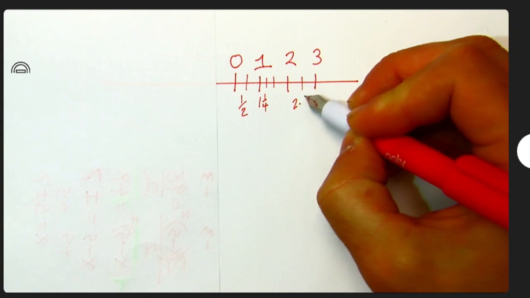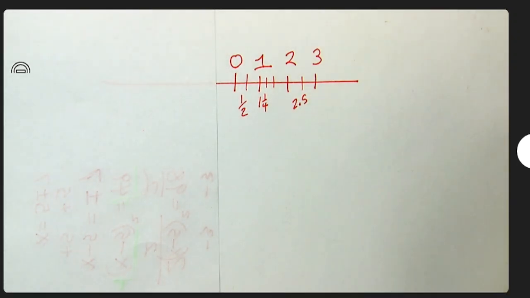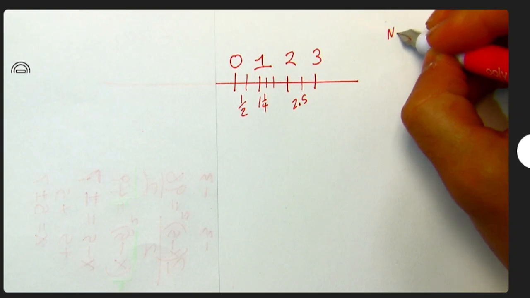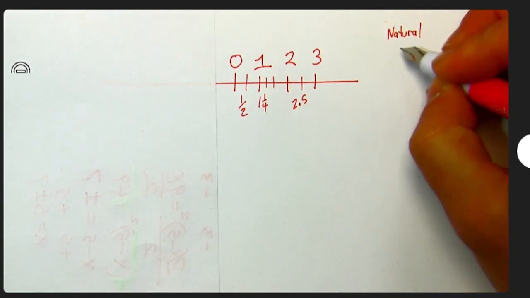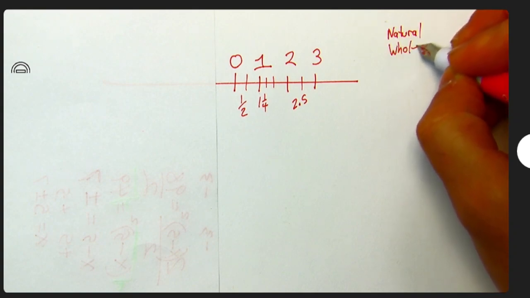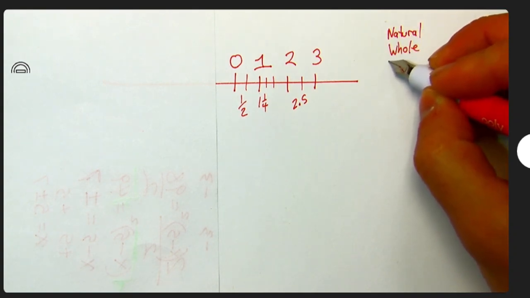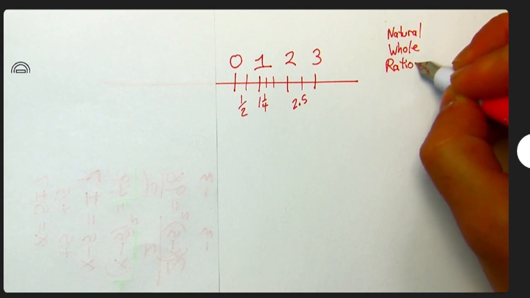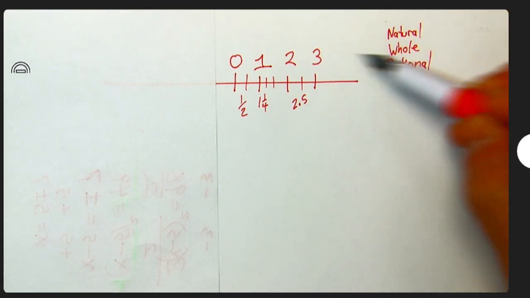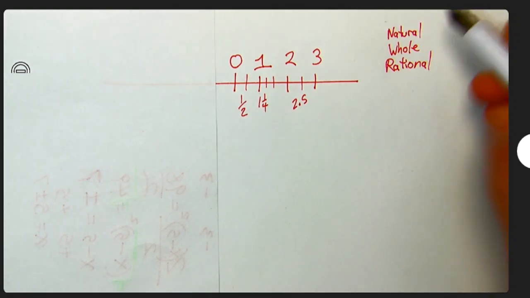2.5 is a rational number. It can be represented as a fraction. So let's keep a list here. We have natural numbers. Then we have whole numbers that include 0, and who cares what the difference is. Then we have rational numbers. Those are fractions, anything that can be a ratio, including 3. 3 is technically a type of rational number because it's 3 to 1.